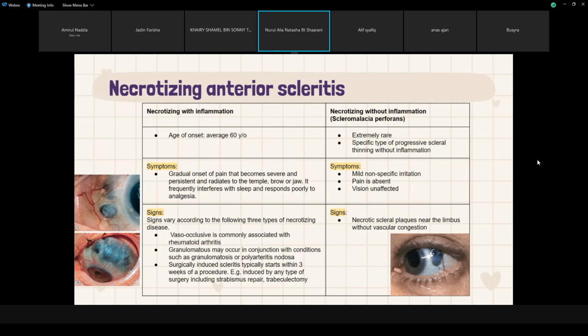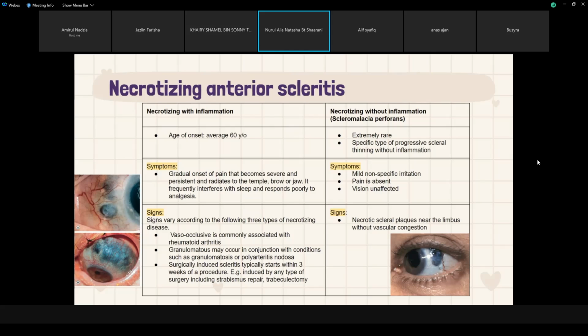So the necrotizing anterior scleritis is divided into with inflammation and without inflammation, or the other name is scleromalacia perforans. For with inflammation, the age of onset is on average around 60 years old. The symptoms include gradual onset of pain that becomes severe and persistent and radiates to the temple, brow, or jaw. It frequently interferes with sleep and responds poorly to analgesia.